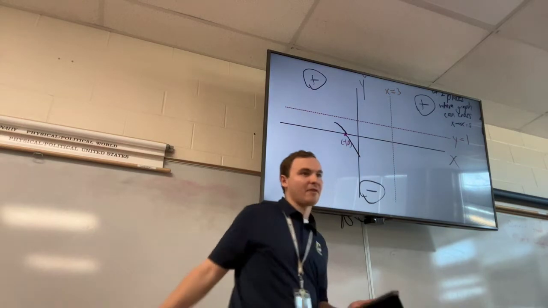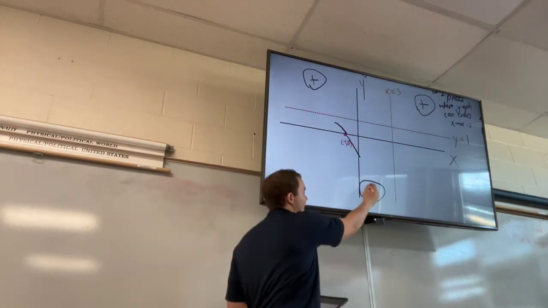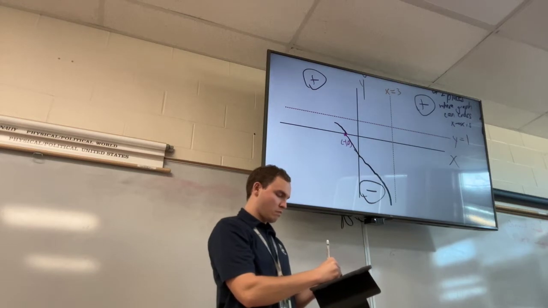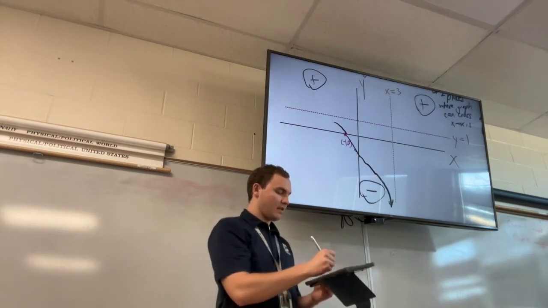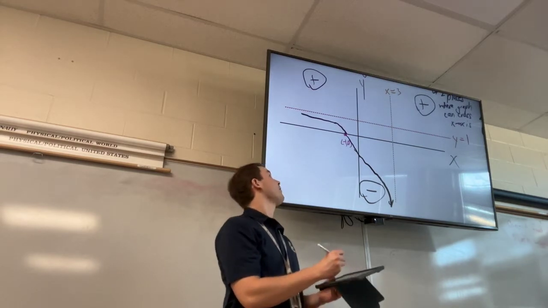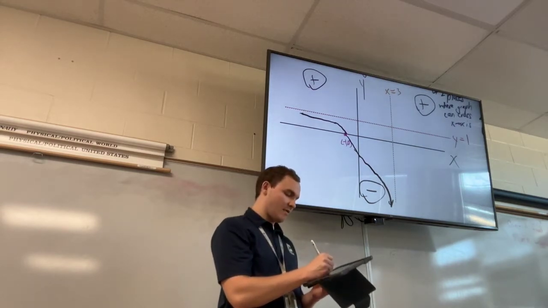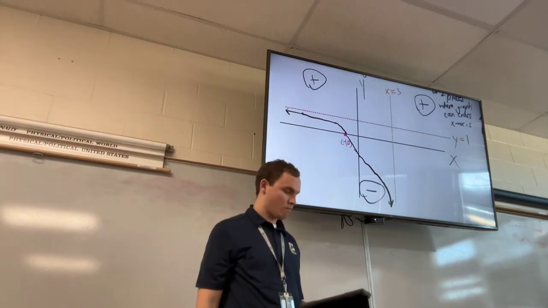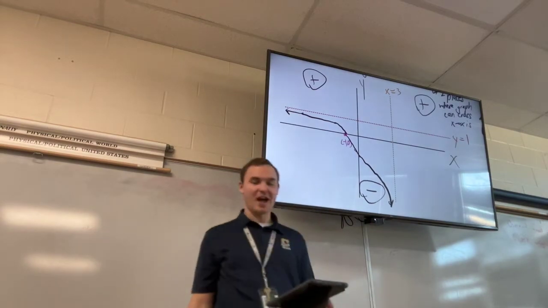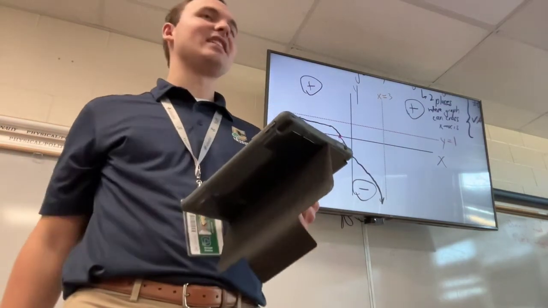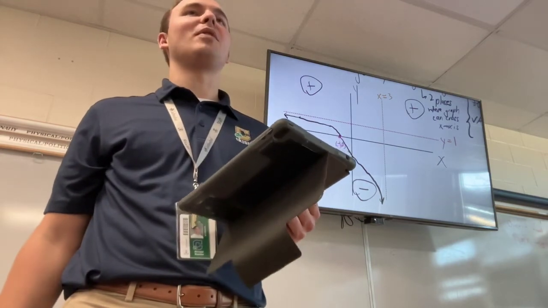How do I know it's going to go down forever? It's got to be negative in this region, so it's going to go down forever. And then I know as my graph goes to the left forever, it's going to approach my end behavior asymptote from below. Okay, so that's that part. Doesn't look neat, but it's a good sketch.